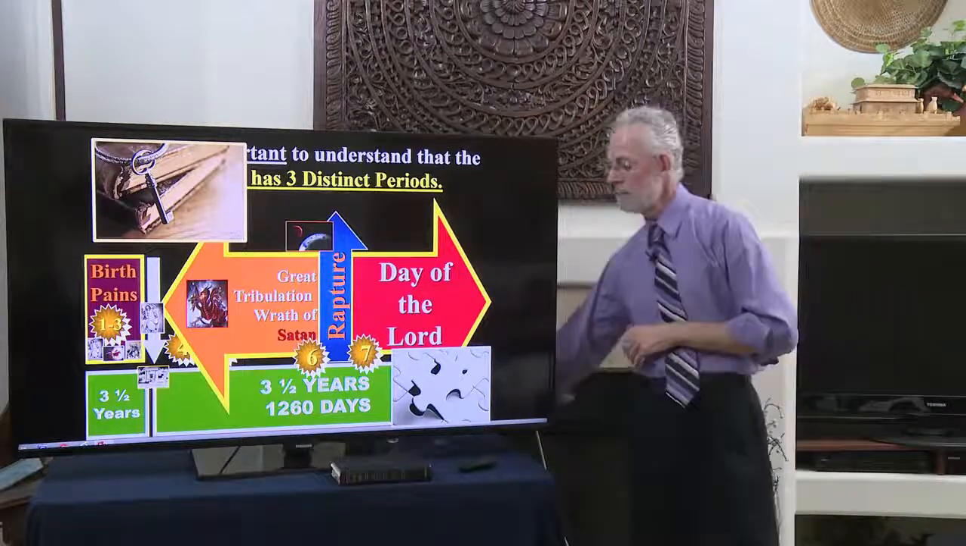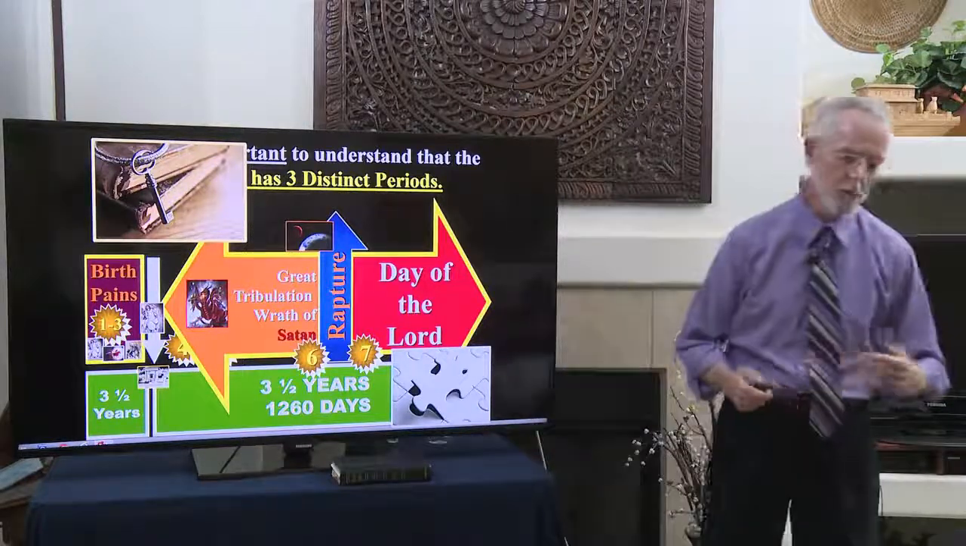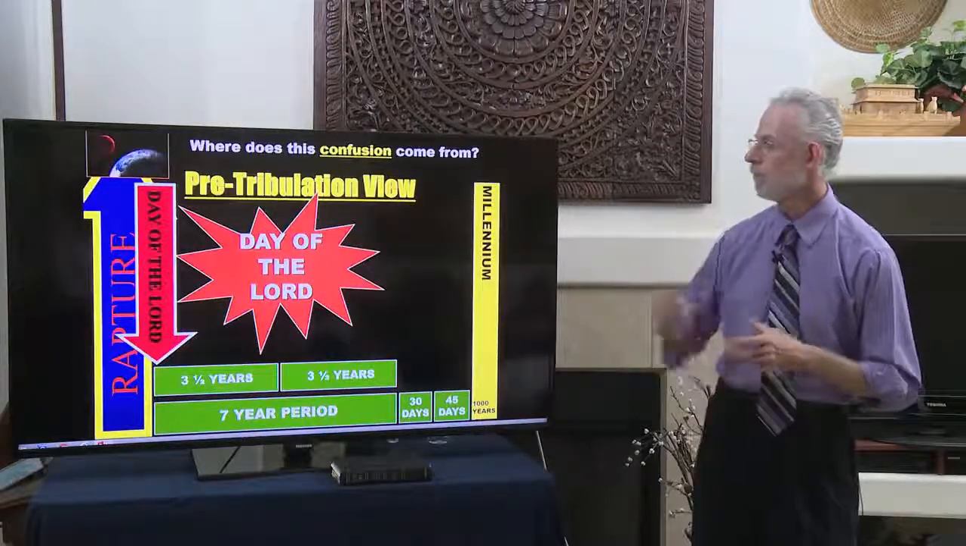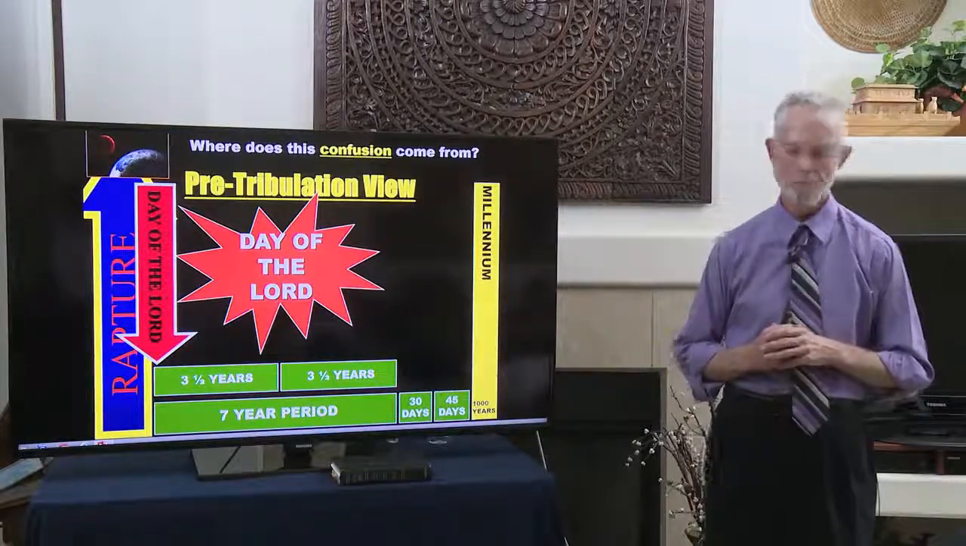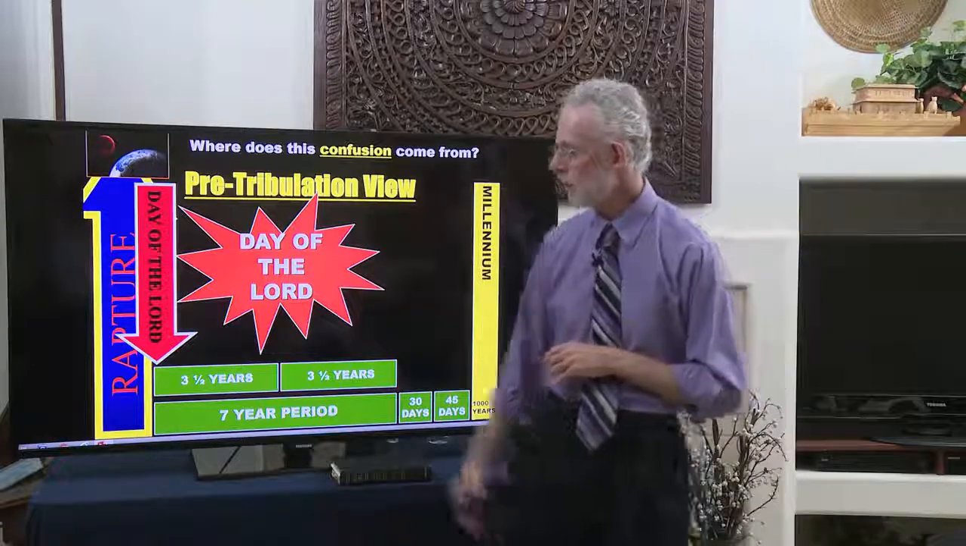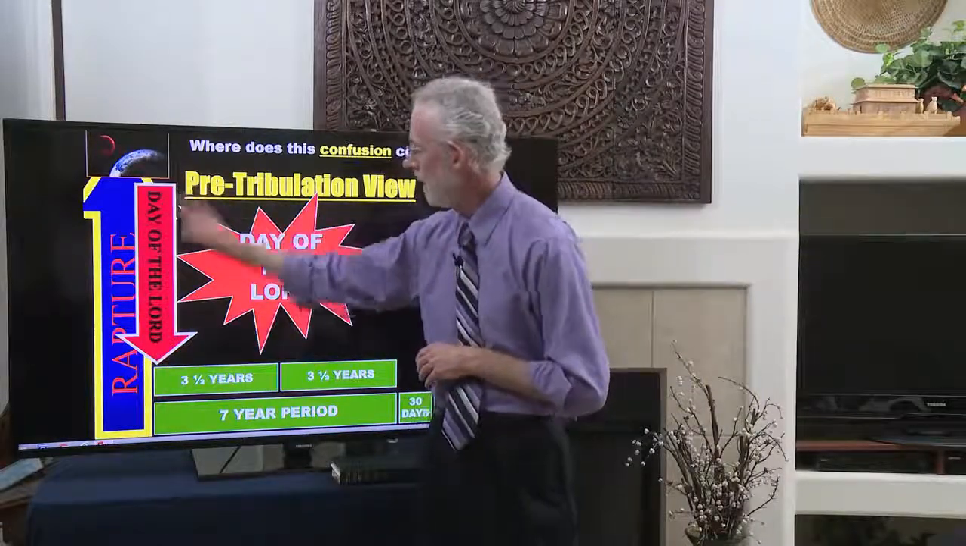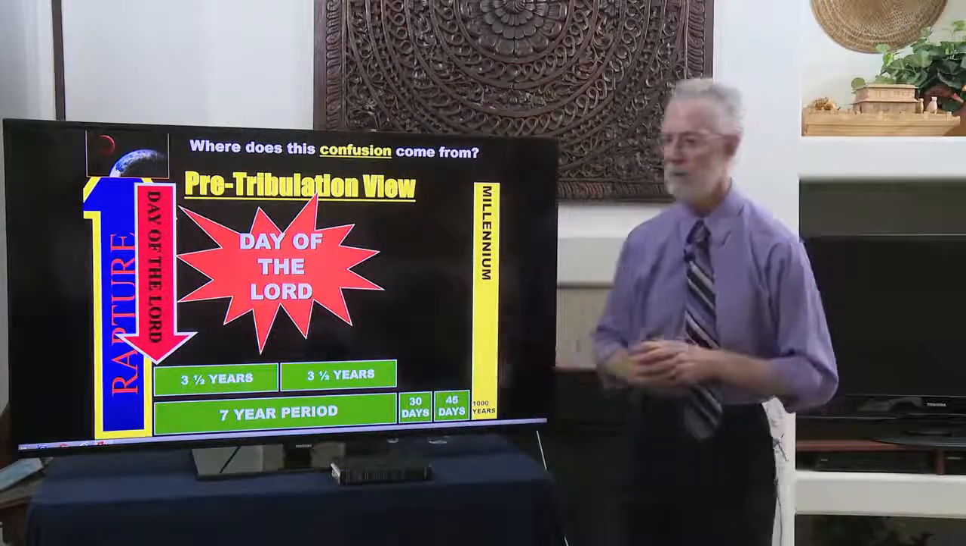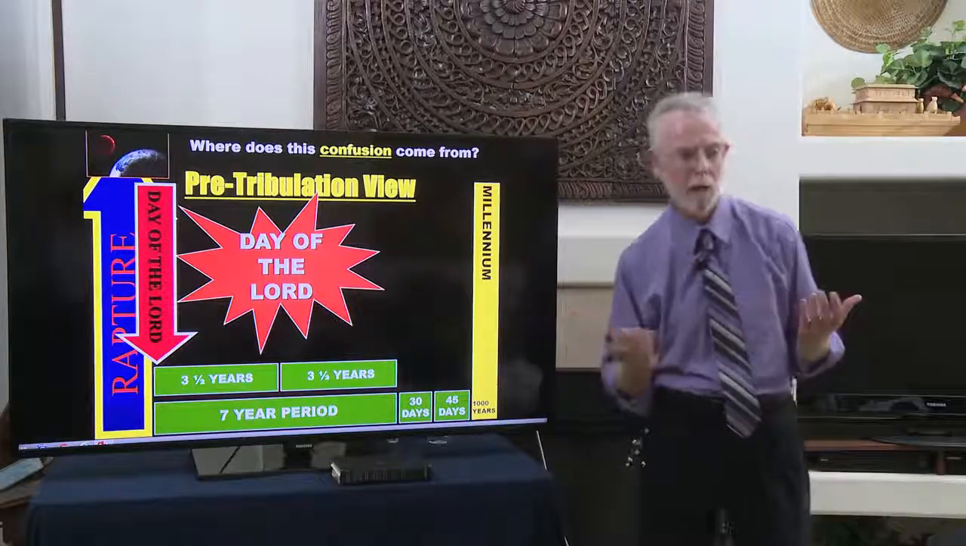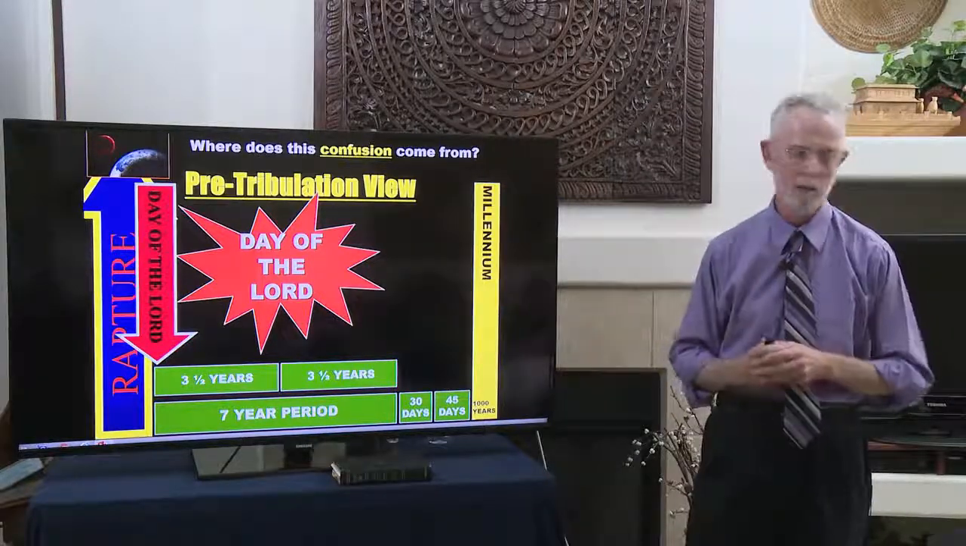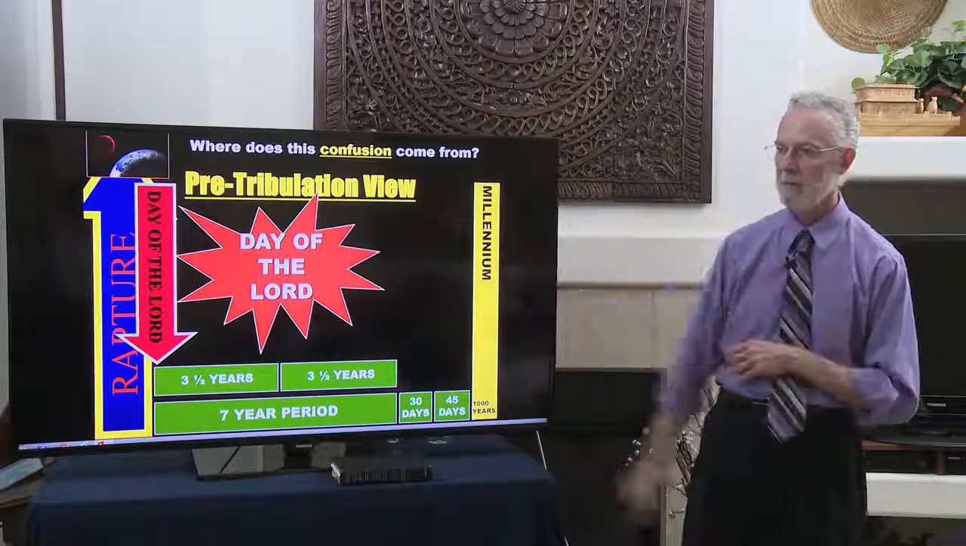That's pretty amazing to me. When we open up the Bible, that just all falls into place. Well, then that leads us to this question. So where does this confusion come from then? Again, we still have many Christians who hold to the pre-trib view, and they say the day of the Lord lasts the whole 7 years. But we've already seen multiple times that the day of the Lord doesn't last the whole 7 years. So where are they getting that? Where is that confusion coming from?